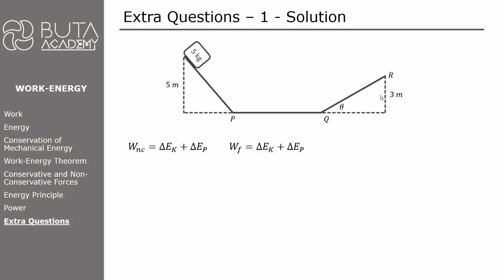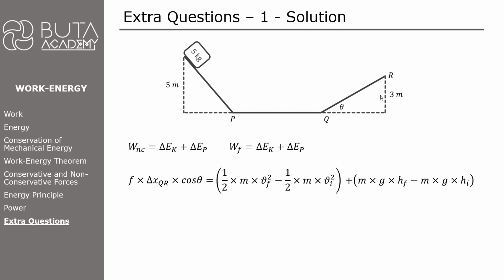Work done by friction force is equal to friction force times displacement times cosine theta. Kinetic energy is equal to 1/2 times mass times the square of the velocity of an object. Finally, potential energy can be calculated by multiplying the mass of an object by gravitational acceleration and the height of the object from the reference level, which in this case is the ground level.